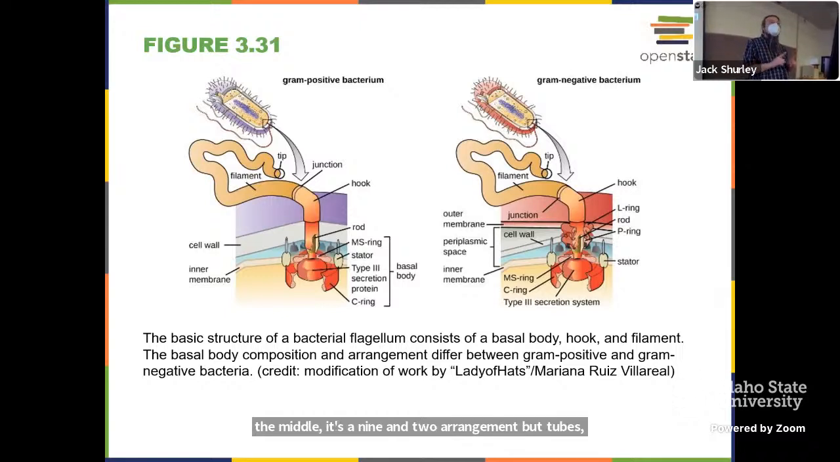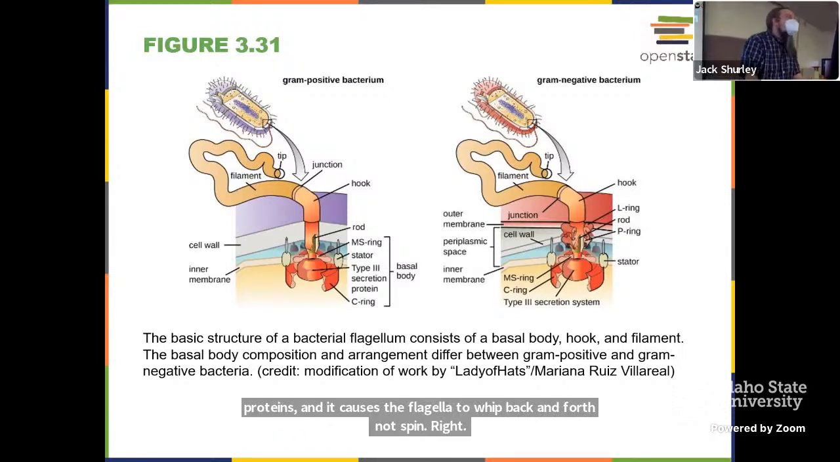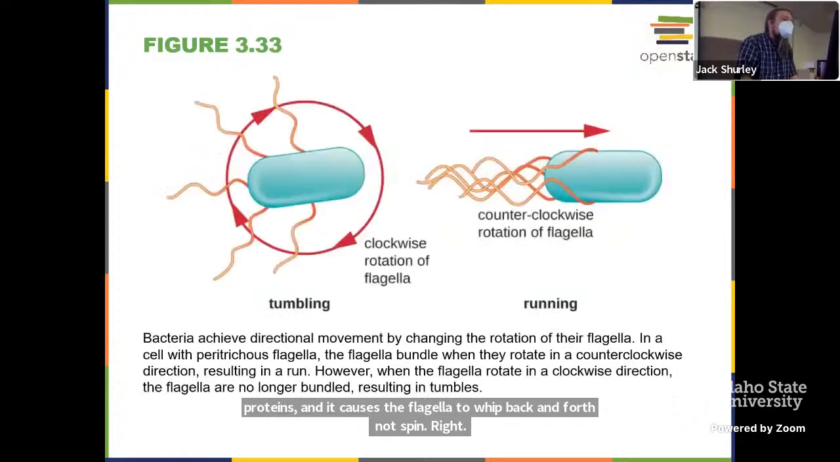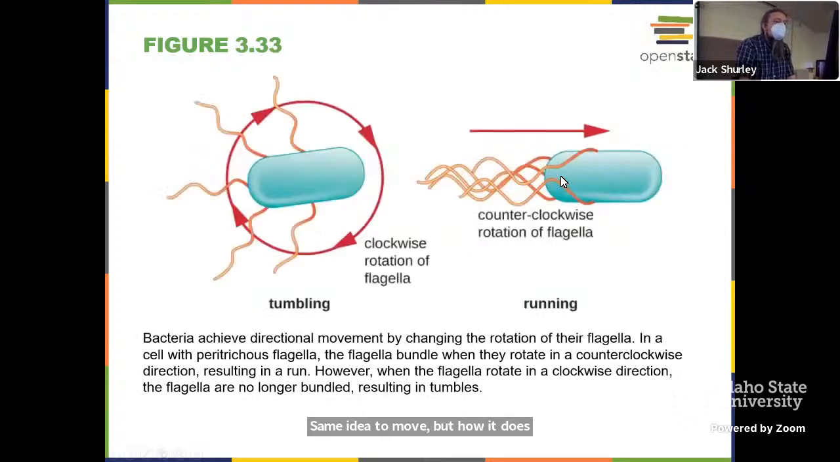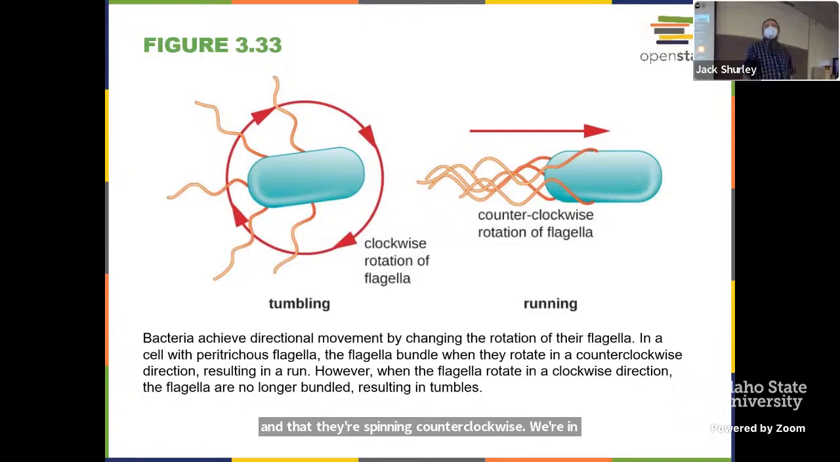Microtubules, proteins, they're cross-linked and they move back and forth like this, those proteins, and it causes the flagella to whip back and forth, not spin, right? Different, right? Same idea to move, but how it does it is a little bit different. So here, these guys are spinning, and if they're spinning counterclockwise, we're in drive. We're going in a forward motion, and we say that's a run.